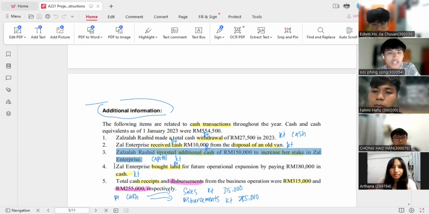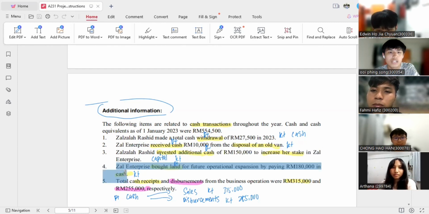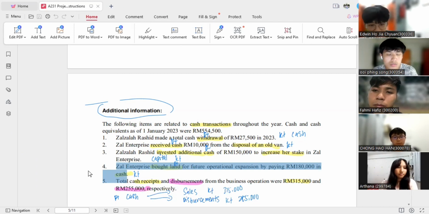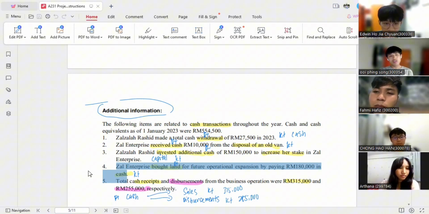For the fourth one, Zai Enterprise bought land for future operational expansion by paying 100,018,000 in cash. For this transaction, I want to ask Edwin. So the enterprise bought land for future operational expansion. It means that the asset will increase, you put it in the debit side. Because you are paying cash for the land, the cash will decrease, you put it in the credit side.